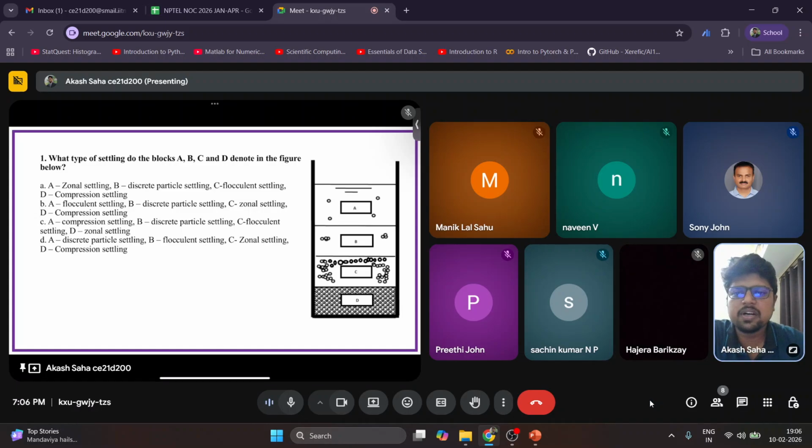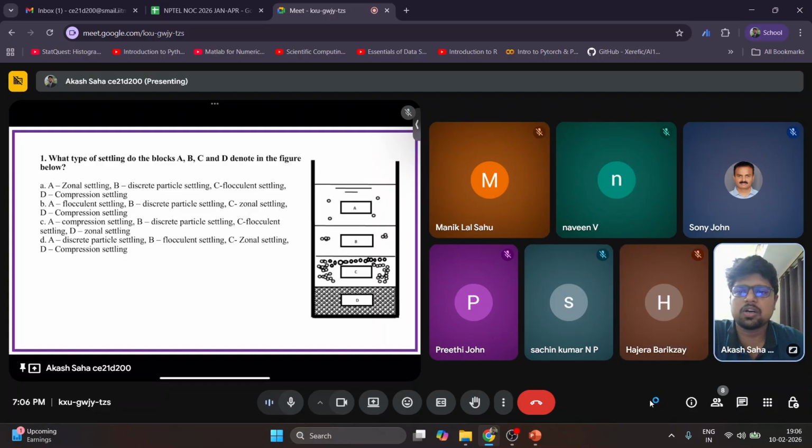We have different types of settling, and you have to tell me which of these blocks represents what kind of settling: zonal settling, discrete particle settling, compression settling, or flocculant settling. You can write your answers in the chat box, whichever option you feel is correct, and then we will discuss. I request everyone to take part so that we can have a fruitful discussion.